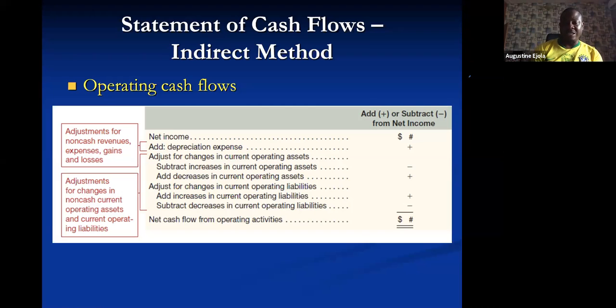The reverse is the case in liability. If your liability is going up, it means that more cash is coming in because you are collecting more money. That is why your liability is going up. And if your liability is coming down, it means that you have paid some of your liabilities. That is why it has reduced. So when you sum all of this up, it will give you your cash flow from operating activities.